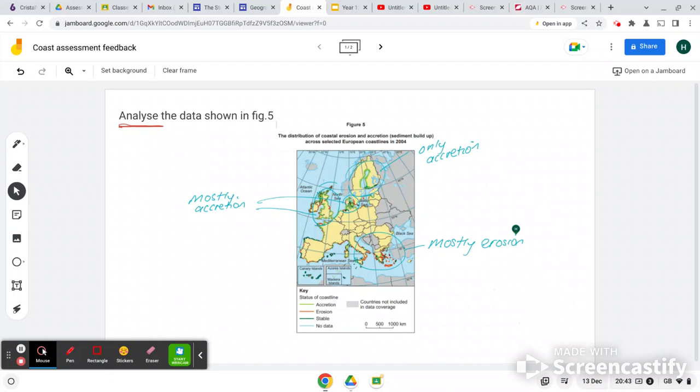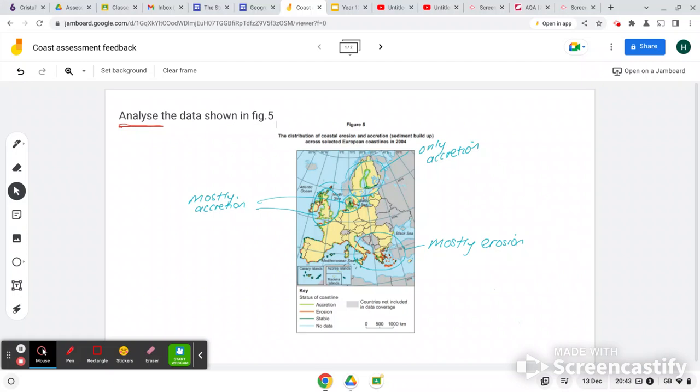So now I've identified a bit of a pattern here where we've got mostly accretion occurring in the north, particularly above 60 degrees north, where there is only accretion with a small amount of a stable coastline. But generally above 50 degrees north, we've got mostly accretion. The majority of accretion is occurring here. The majority of erosion is occurring below 50 degrees north. So this is now a pattern that I have identified.